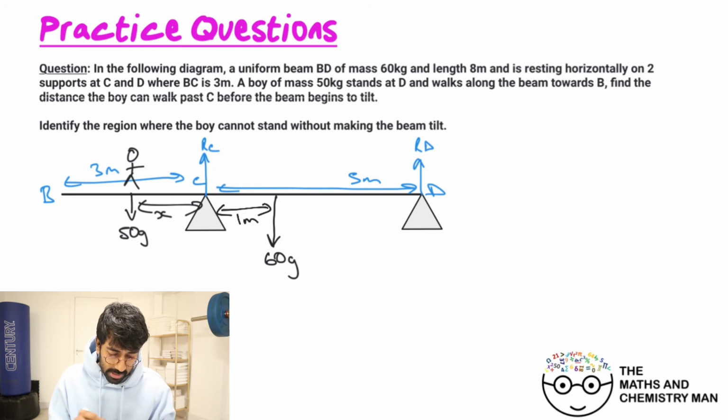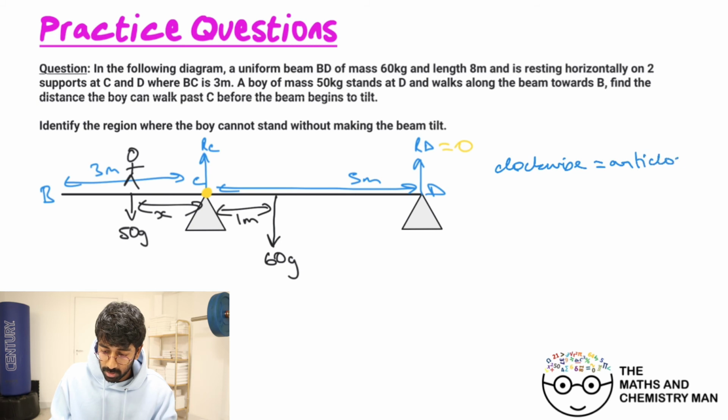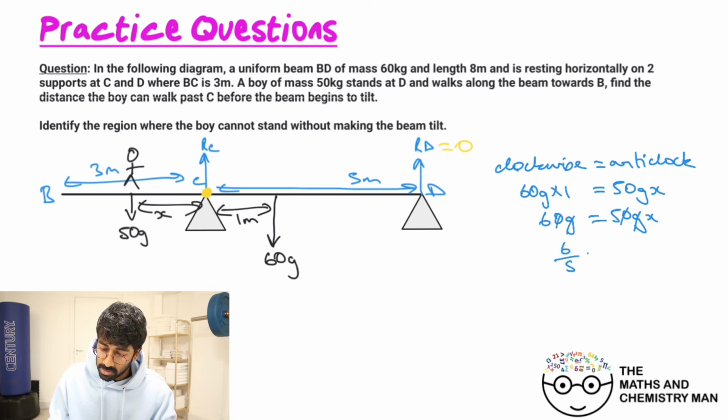And now all we've got to do is decide where to take moments about. I think if we stick to what we were thinking about before, if we take moments about C, because RD is going to be 0, we don't need to include RD. And then because we're taking moments about C, we can exclude RC. Perfect. So all we've got to do is go clockwise is equal to anti-clockwise. And clockwise is going to be 60g times by 1 meter. Anti-clockwise will be 50g times by x. So we've got 60g is equal to 50gx. Get rid of the g's. So we've got 6/5 is equal to x, which can also be put as 1.2 meters.